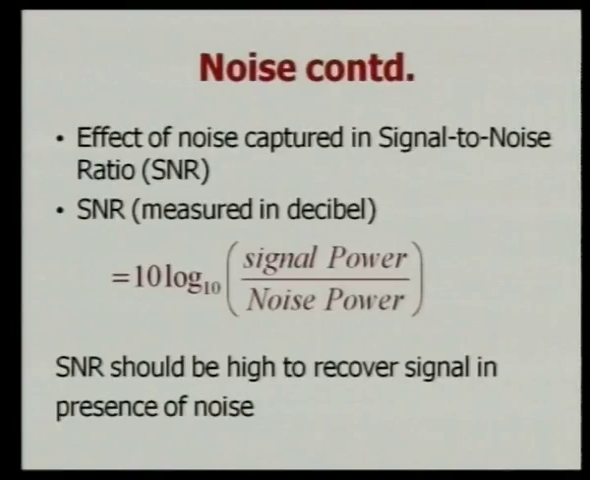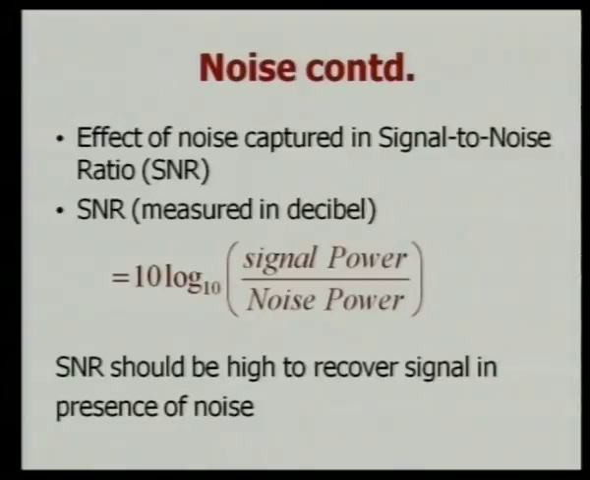Now how do we understand the effect of noise? The effect of noise is normally captured as signal to noise ratio. So what is the signal to noise ratio? Signal to noise ratio is the signal power divided by the noise power. What do we mean by signal power? That is the power of the transmitted signal over the power of the noise signal that is there.